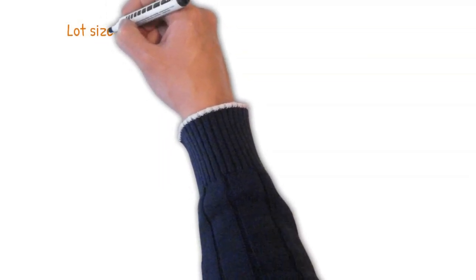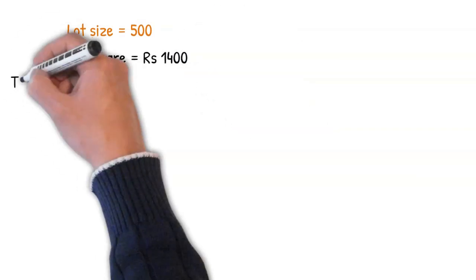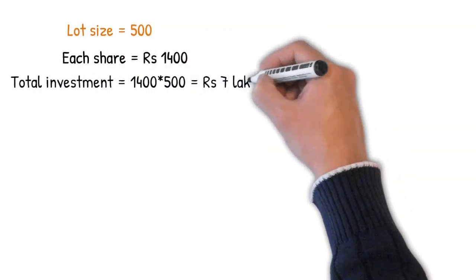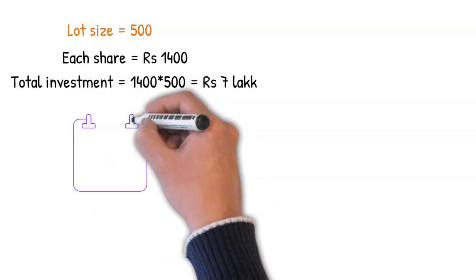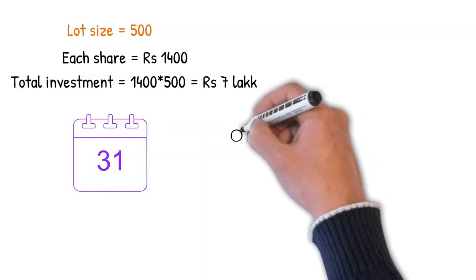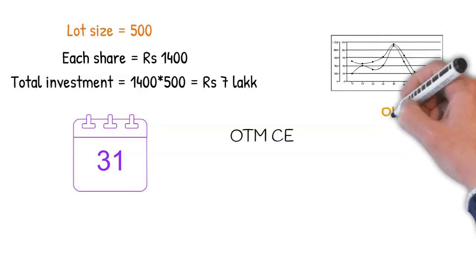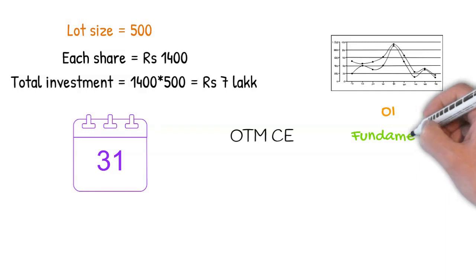Reliance has a lot size of 500. So we buy 500 shares of Reliance by investing 7 lakh as Reliance is trading at 1400. Now every month we determine an OTM call strike which Reliance may not touch in that month. You can use your technical skills, OI analysis skills, fundamental skills, or whatever skills to determine that.